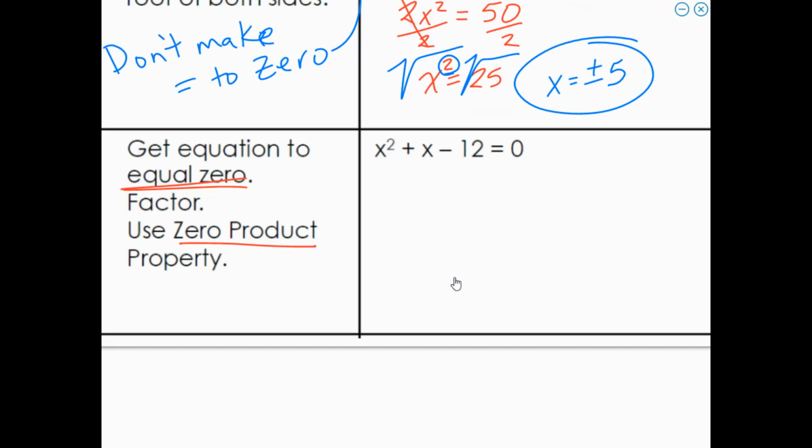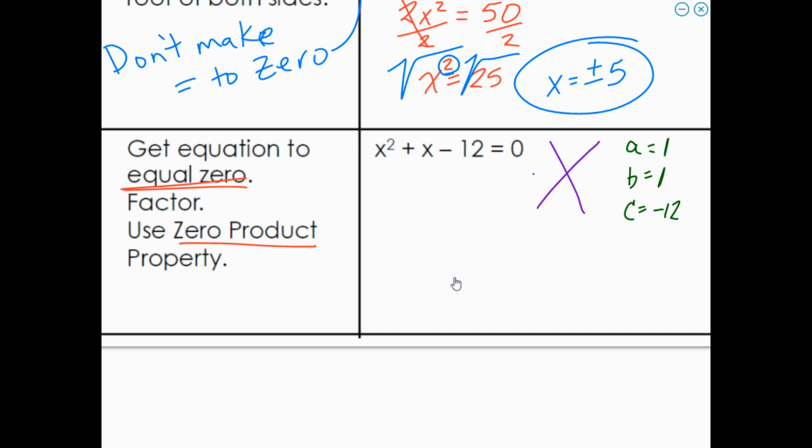So in my example problem over here, I'm going to list my A, my B, and my C over here to the side. What does my A equal? 1. What does my B equal? 1. And my C? Negative 12.